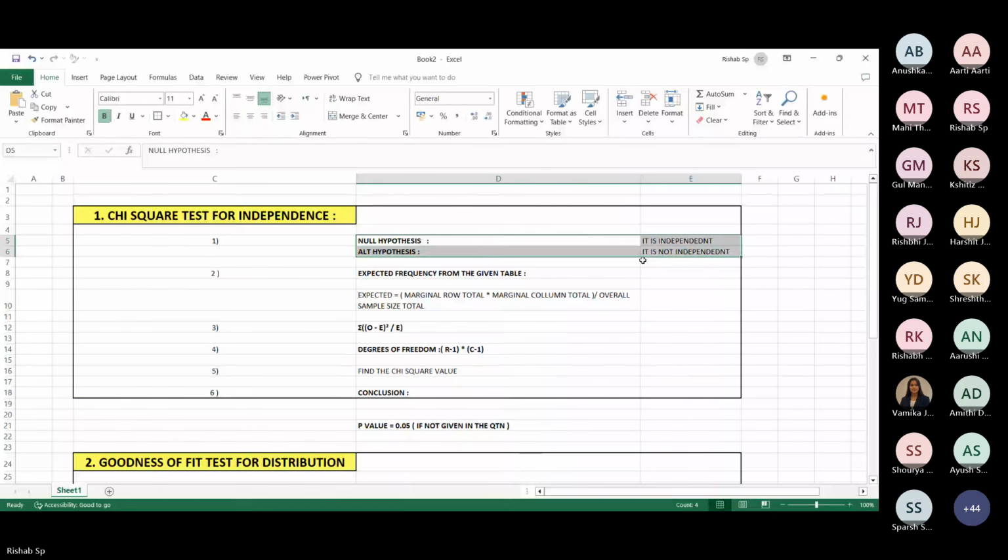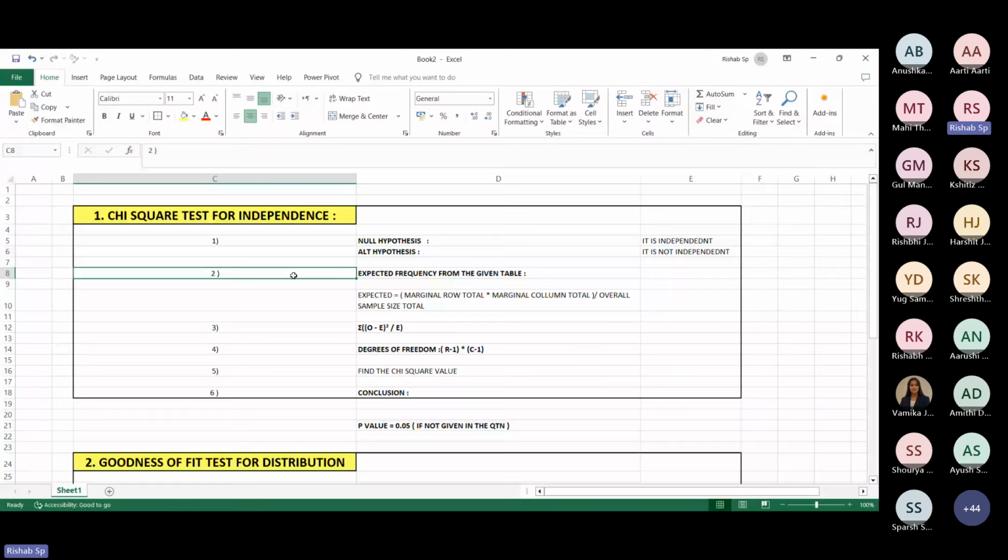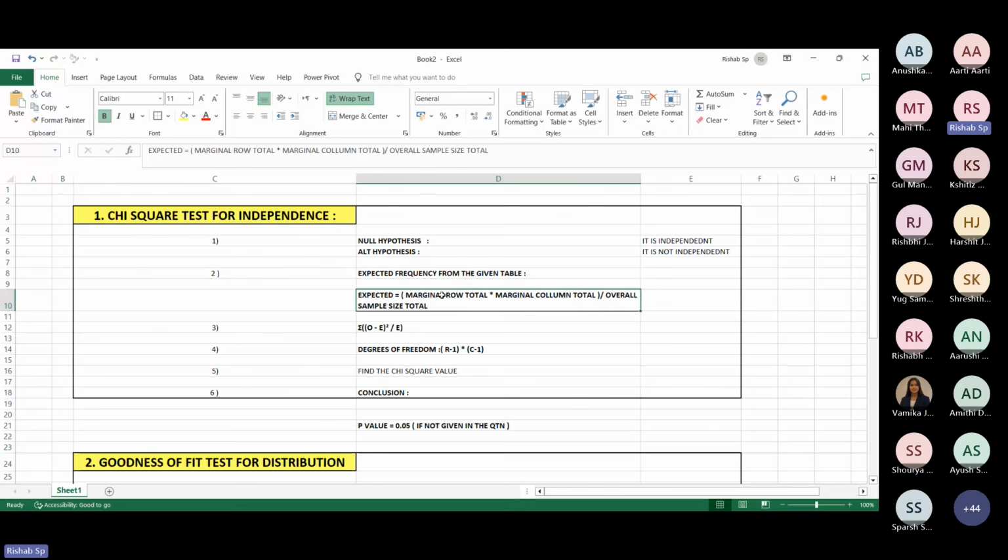First, we write the hypothesis. The null hypothesis is that it is independent; the alternative is that it is not independent. Secondly, we find the expected frequency from the table. The given table is the observed frequency. The equation for the expected frequency is marginal row total times marginal column total divided by the overall sample size total. After this, we get a new table.